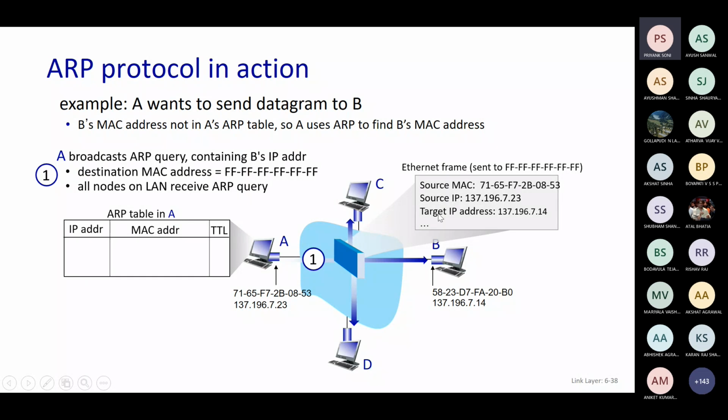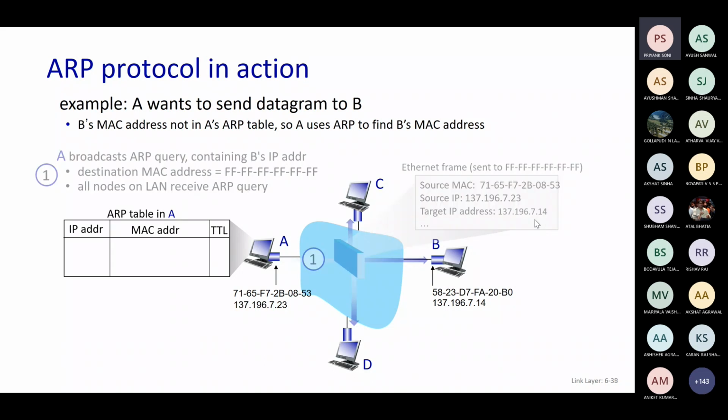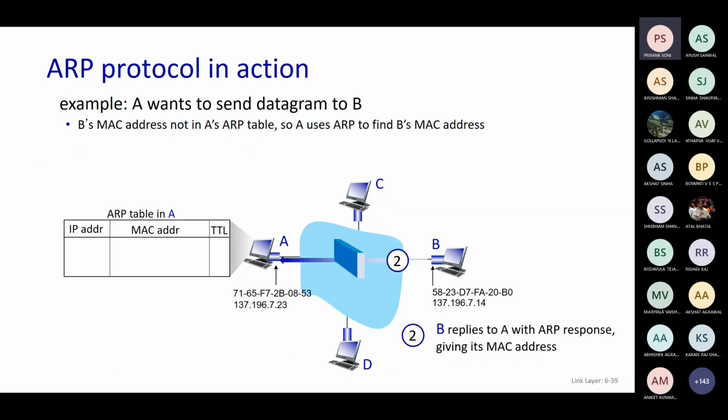The IP address of A, that is 137.196.7.23. And what is the target IP address? Target IP address of B is known. So that is 137.196.7.14. Okay. Now what will happen?